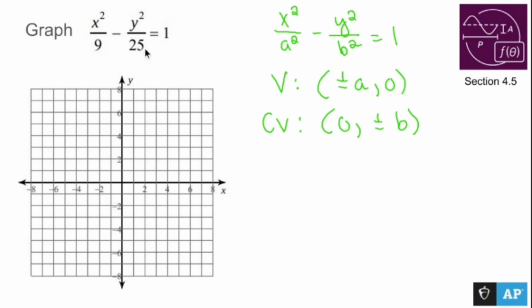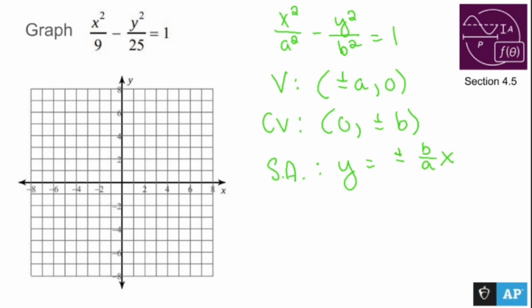We're not going to worry about foci when graphing these things. I'm not going to lose any sleep over it. But what I am going to do is write out the slant asymptotes, which are found by using the equation y equals plus or minus b over a x. Now let's find out what my b and what my a are.